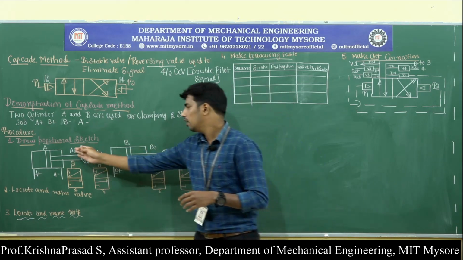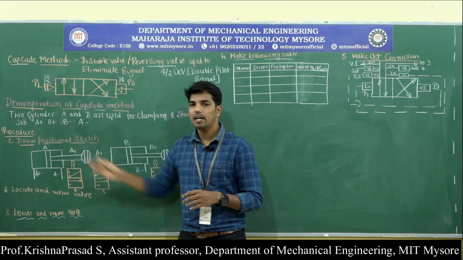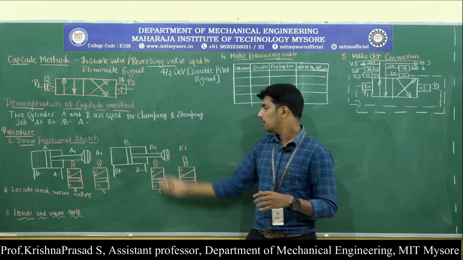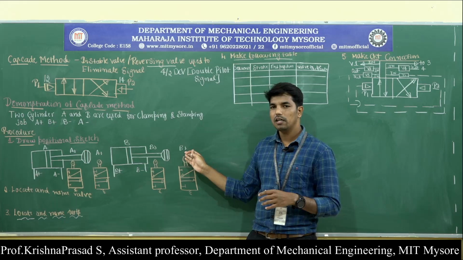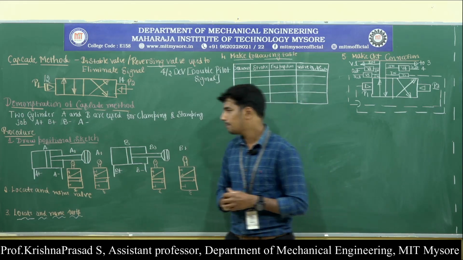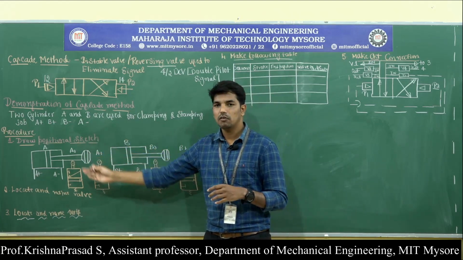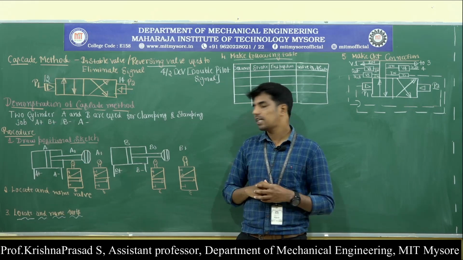Then what is meant by A0? A0 represents the retraction of cylinder A, and A1 represents the extension of cylinder A. Then B0 represents the retraction of cylinder B, and B1 represents the extension of cylinder B. Okay, so this is the initial positional sketch for the demonstration of the clamping as well as the stamping operation.